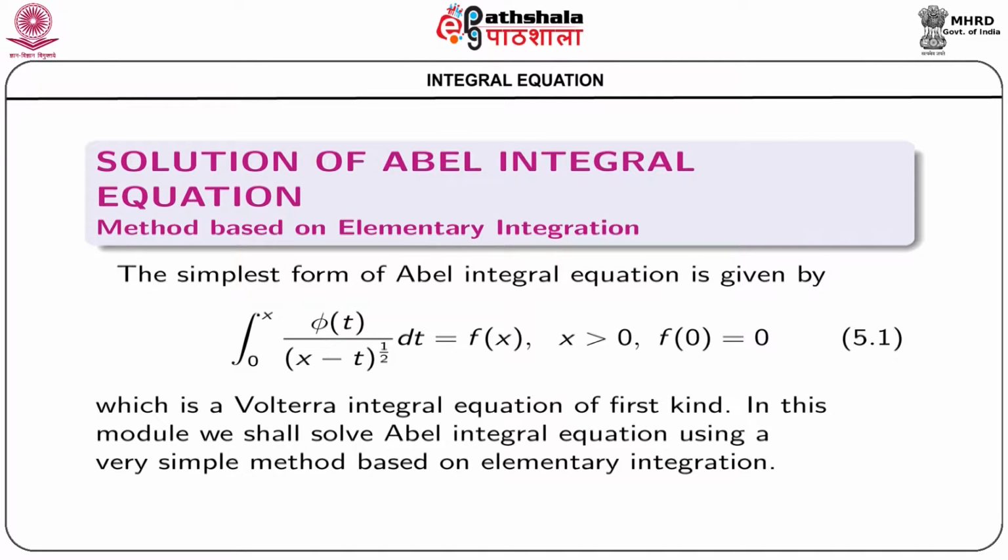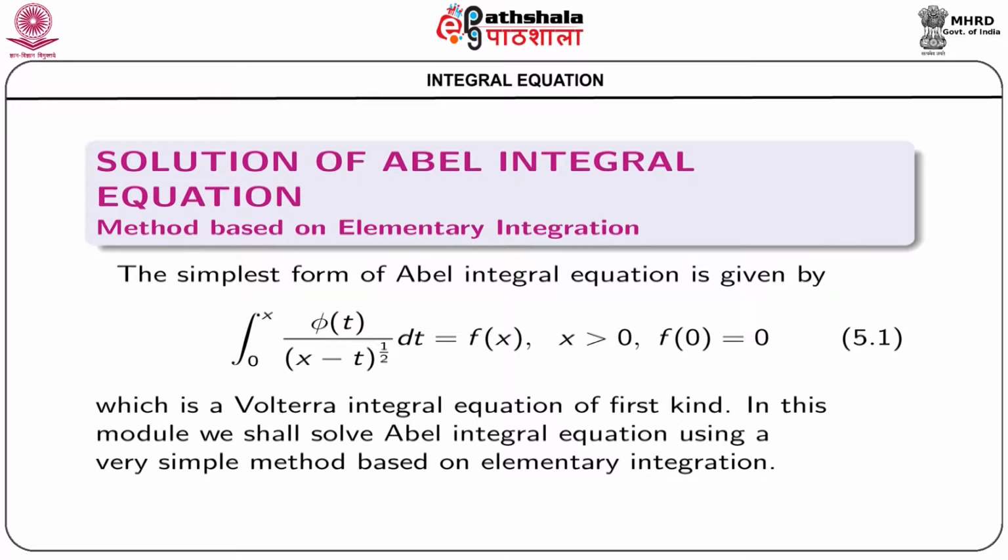The upper range of integration is variable. So, this integral equation is often referred to as Volterra integral equation of the first kind. Now we shall solve this simplest form of Abel integral equation by using a method based on elementary integration.